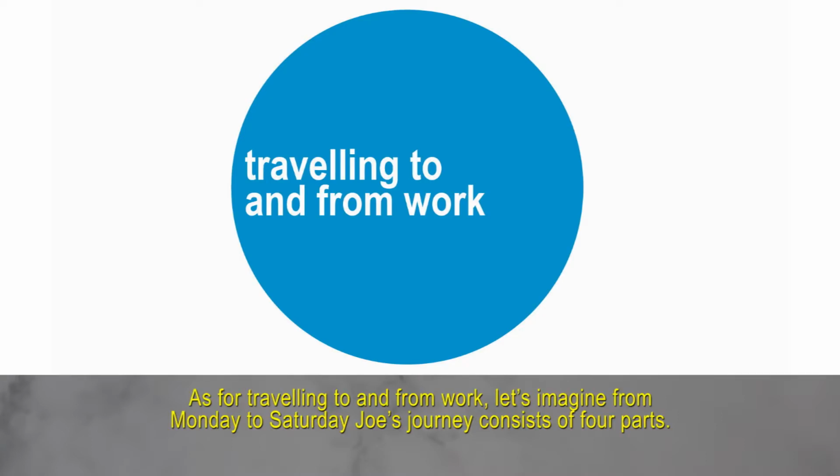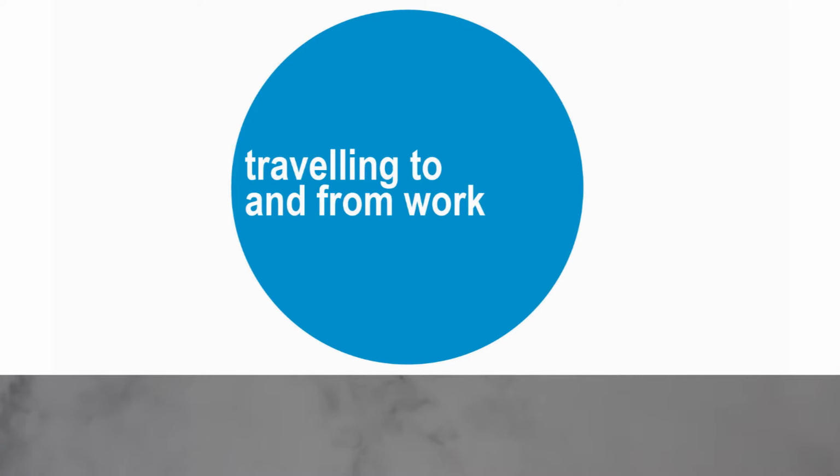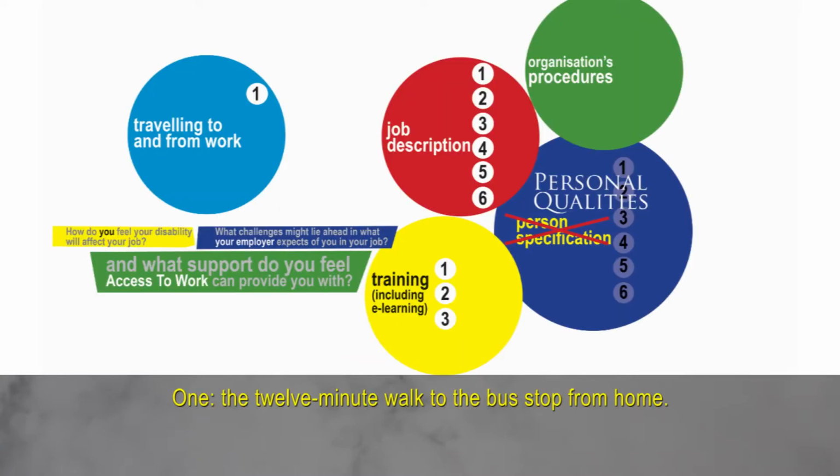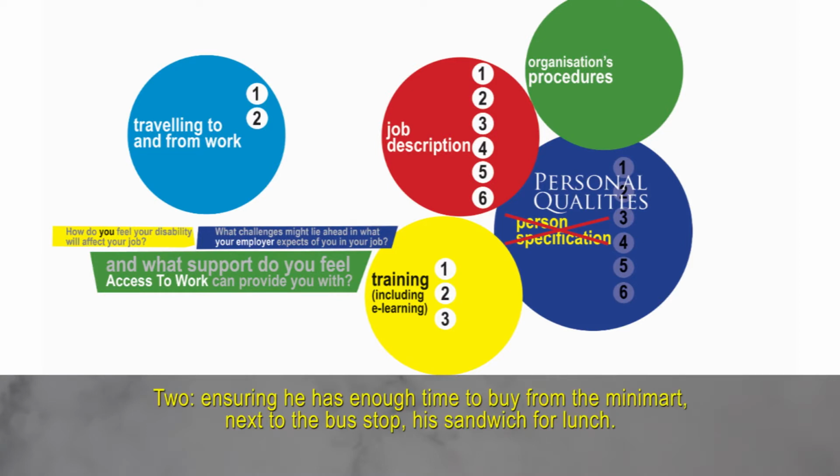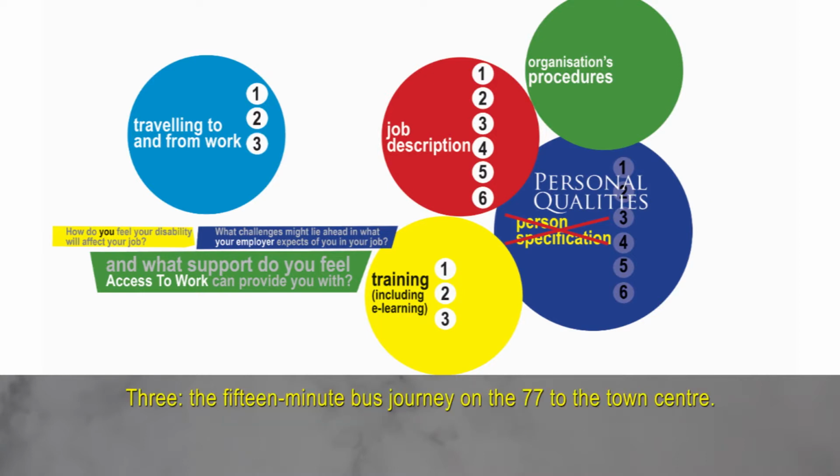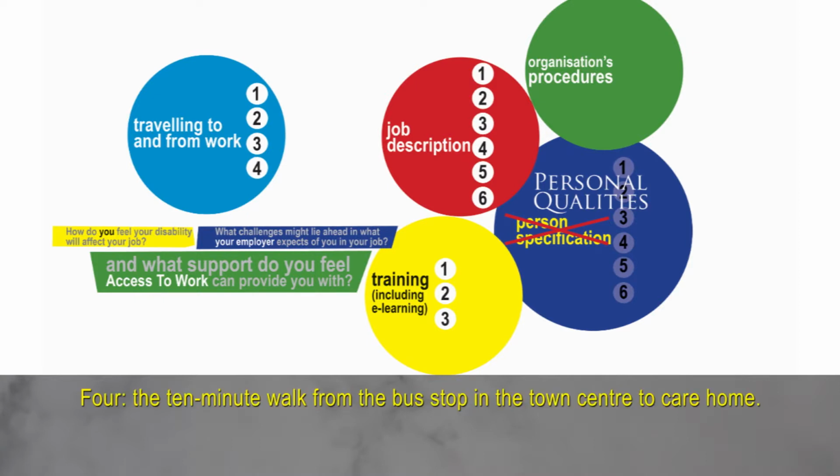As for travelling to and from work, let's imagine from Monday to Saturday, Joe's journey consists of 4 parts. 1. The 12-minute walk to the bus stop from home. 2. Ensuring he has enough time to buy from the mini-mart next to the bus stop his sandwich for lunch. 3. The 15-minute bus journey on the 77 to the town centre. 4. The 10-minute walk from the bus stop in the town centre to the care home.